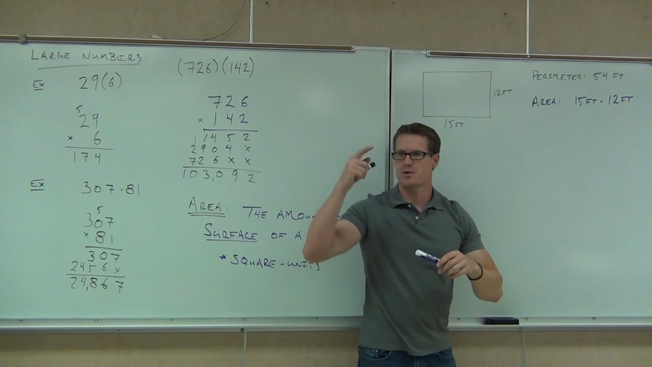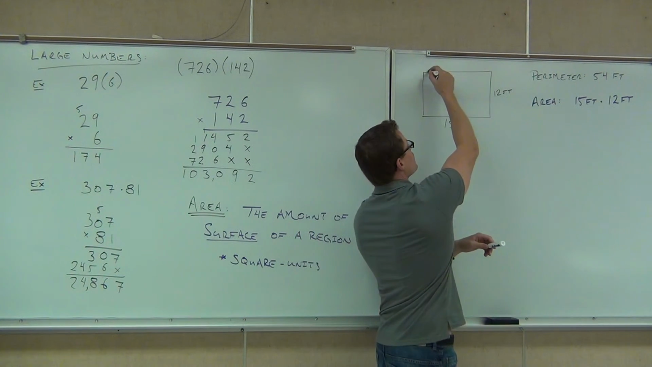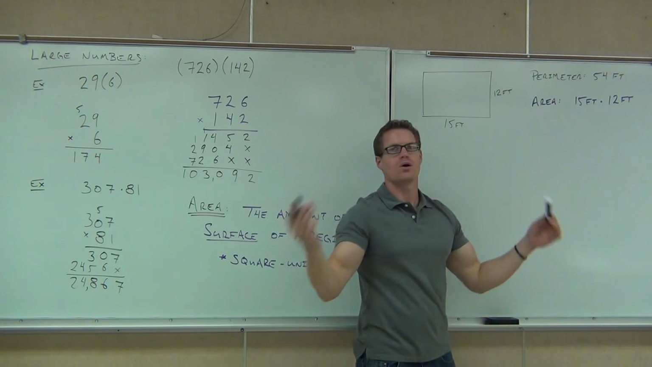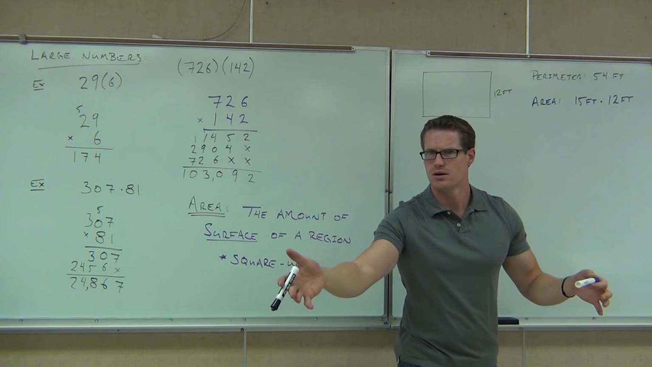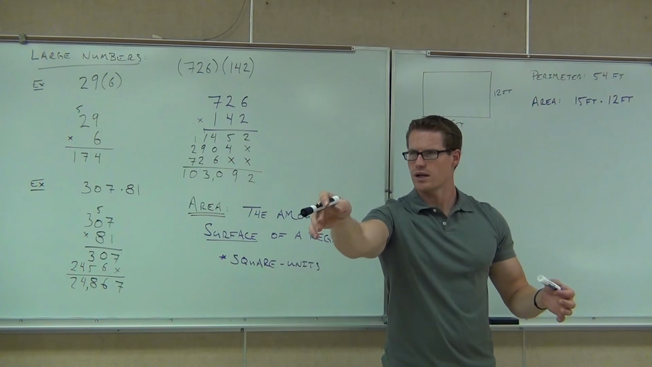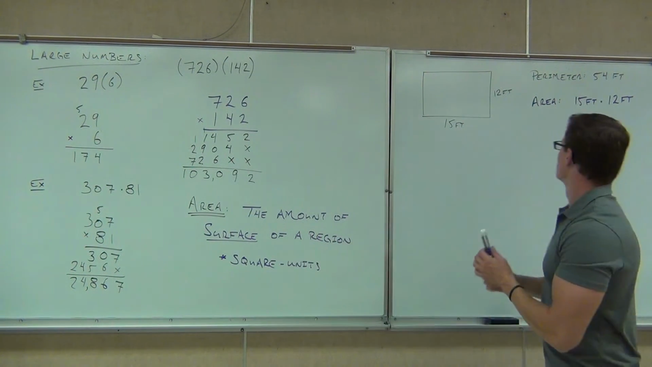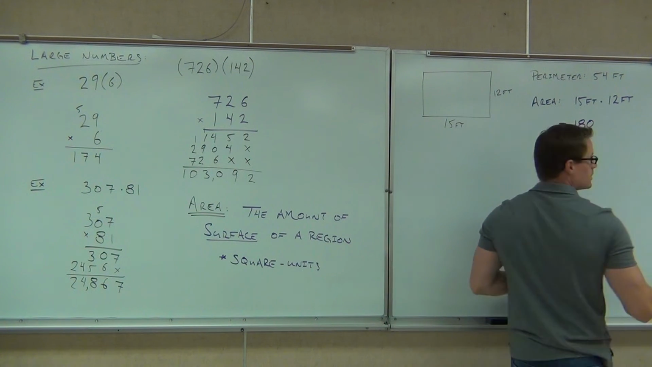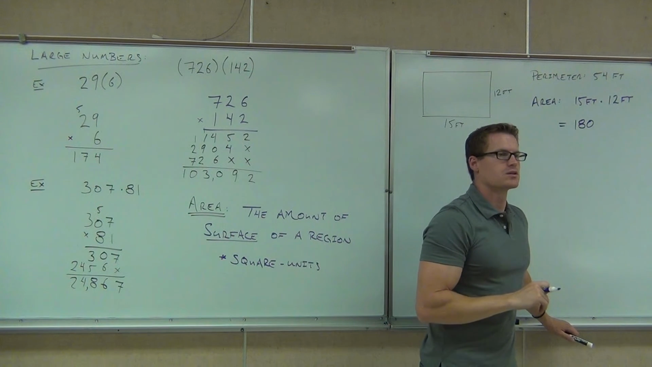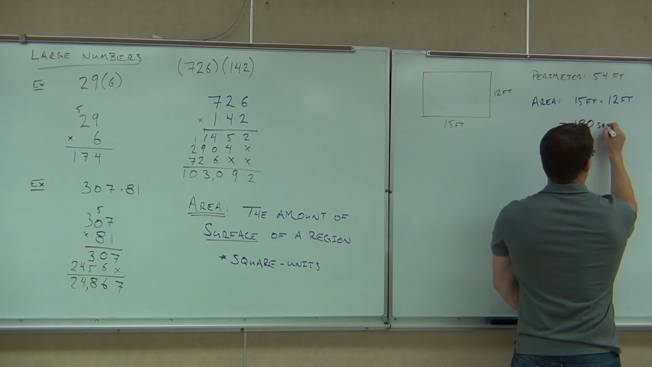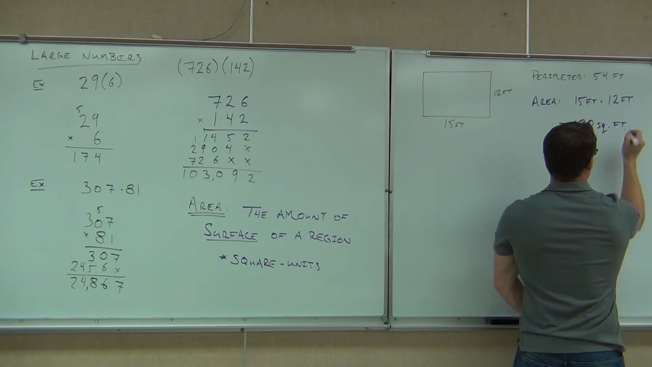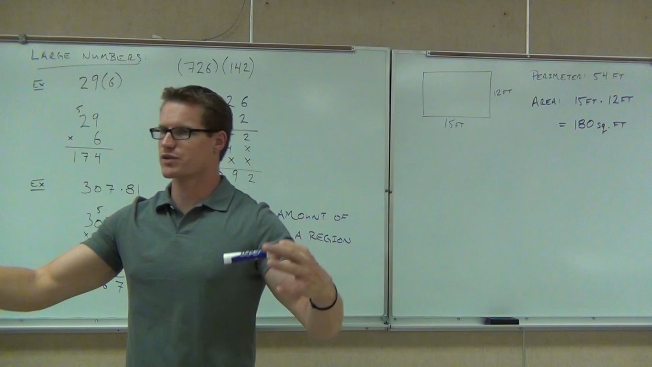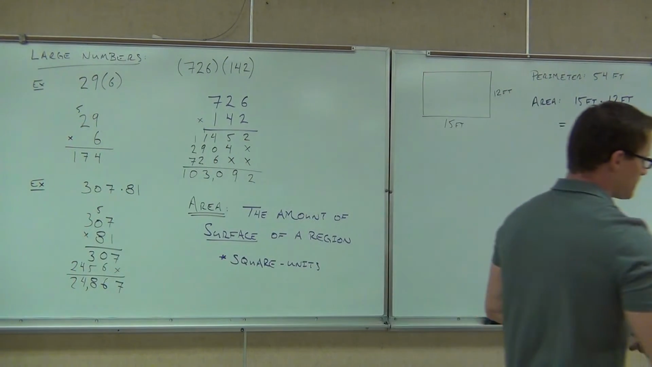In fact, if you broke this up into little squares, 1-inch squares, you had 15 of them going this way and 12 of them going this way, and you counted them all up, you would get how many of them? 180. Yeah. Did you get 180? So in our case, it'll be 180. Do we put feet? Square feet. So we're not just talking about a straight line anymore, we're talking about the surface of an area. We've got to use the square feet for that.